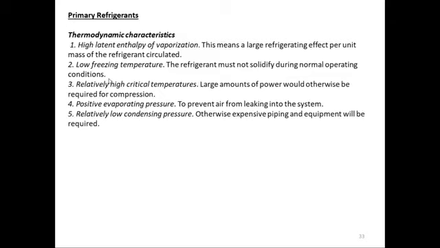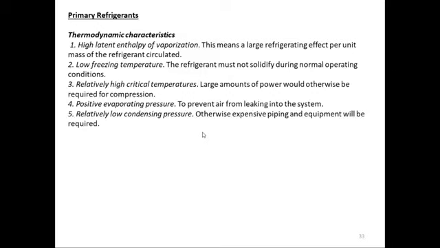Relatively high critical temperature: if it has a relatively high critical temperature, then the power required to compress it will be lower. Large amounts of power would otherwise be required for compression if it has a low critical temperature. Positive evaporating pressure: when it is evaporating, it should evaporate at a pressure higher than atmospheric. Otherwise, if it evaporates lower than atmospheric pressure, then if your system or your evaporator has a leak, the air will leak into it and you will not know.